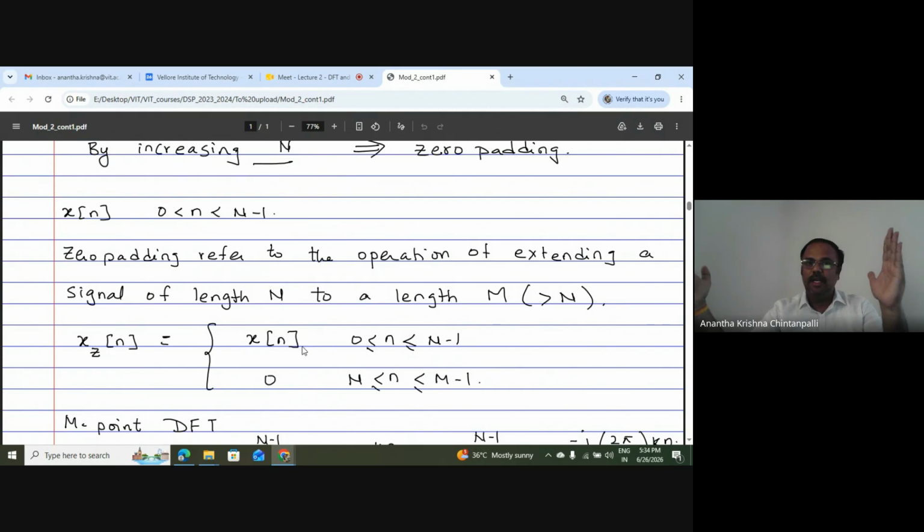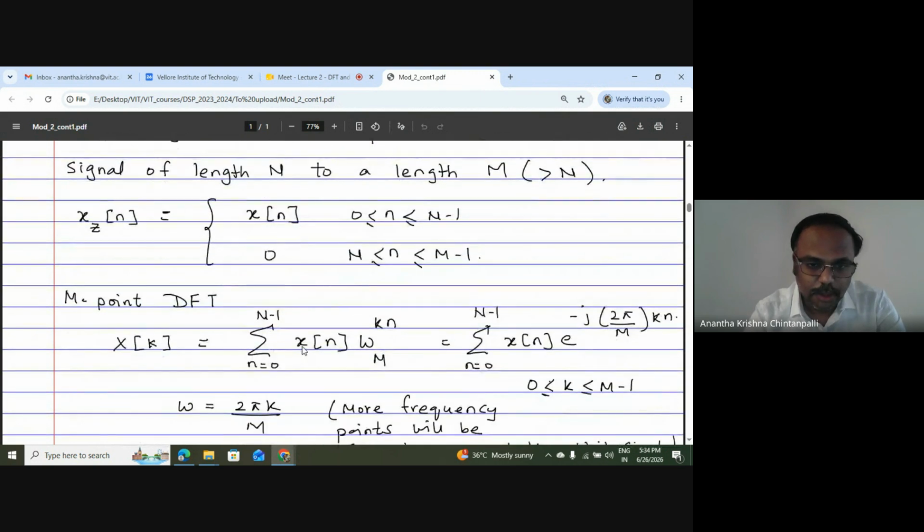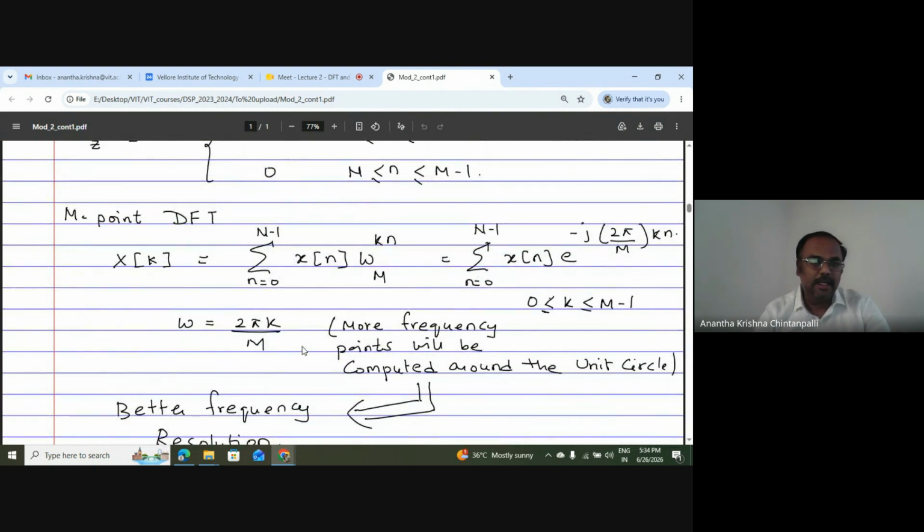By doing that, in the denominator I will have omega equal to 2 pi k by M now, because the denominator is getting larger. If the denominator is getting larger, that means I will get more dense points of omega around the unit circle. This is what I'm explaining here. Remember, we are doing an M-point DFT.